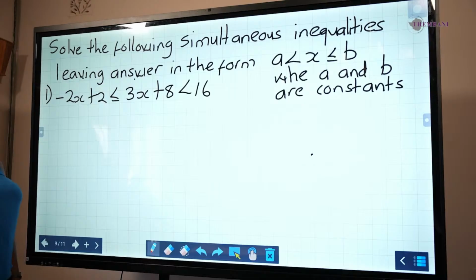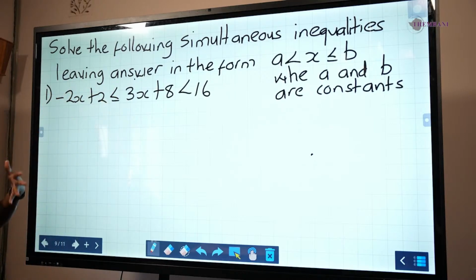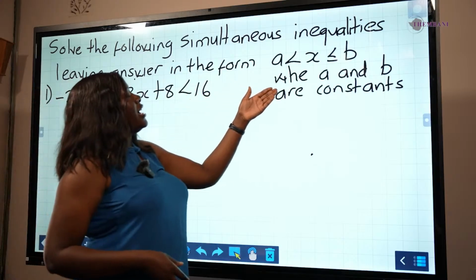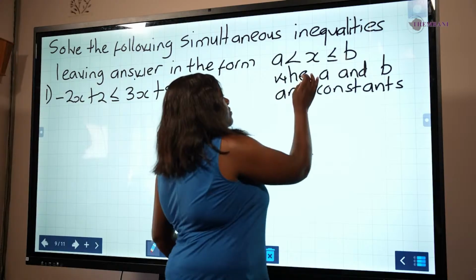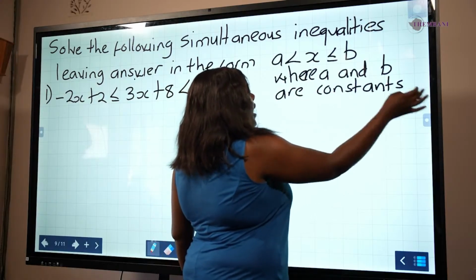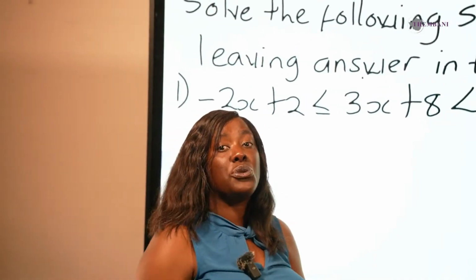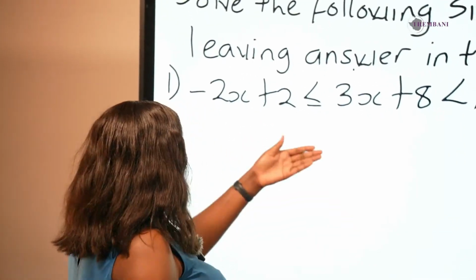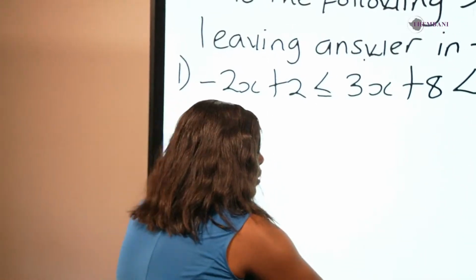So sometimes when the question comes in exams, they are set like this, where it's saying solve the following simultaneous inequality, leaving answer in the form A is less than X less than or equal to B, where A and B are constants. So when we are saying A and B are constants, we are talking about numbers. So we have this inequality that we have here on our board.